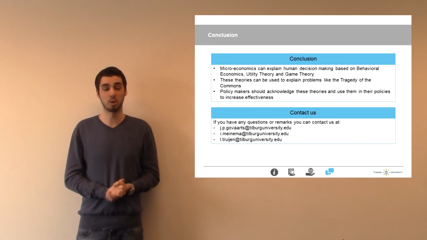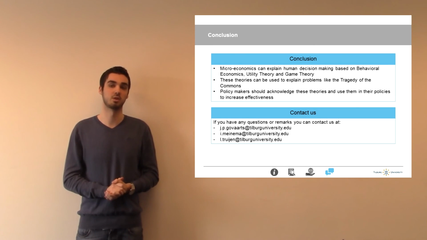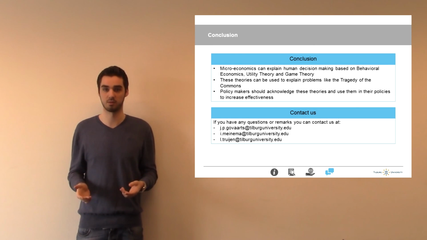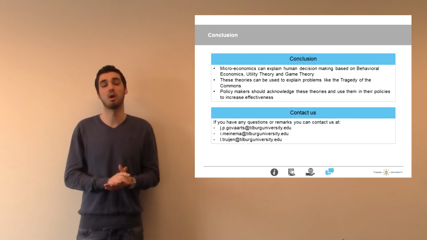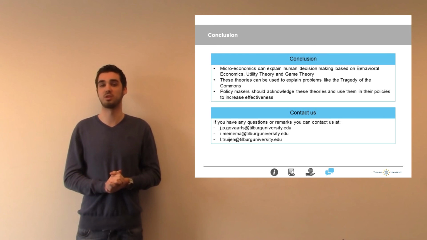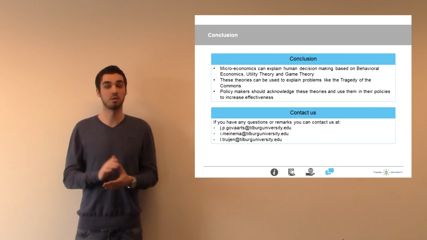Then, in the end, policymakers should acknowledge these theories and use them in their policies to increase effectiveness, either through emotions or social norms.